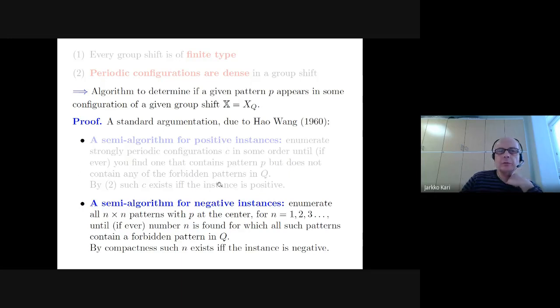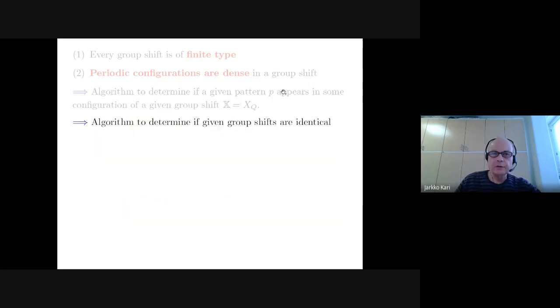All right, so you run these two, we call them semi-algorithms, in parallel, and you know that one or the other will eventually stop and find the proof that P is in X or that P is not in X. It's a standard argumentation in this field. All right, so we can decide if a pattern appears in a given group shift, but the main point for me from this is that now, if somebody gives you two group shifts, we can test if they are identical, if they contain exactly the same configurations.